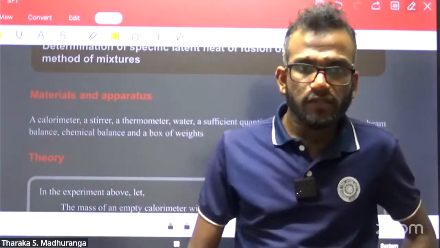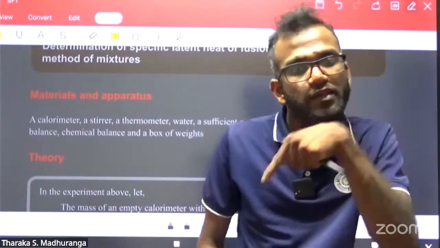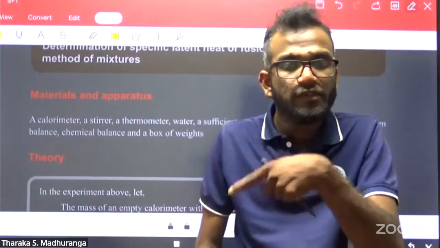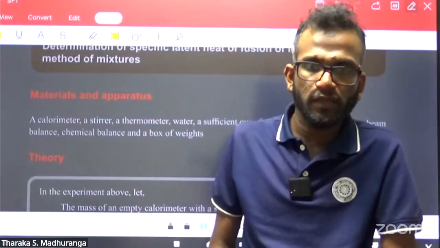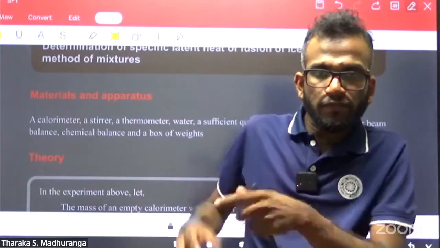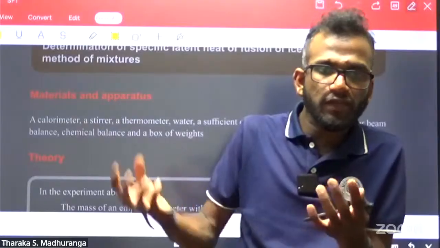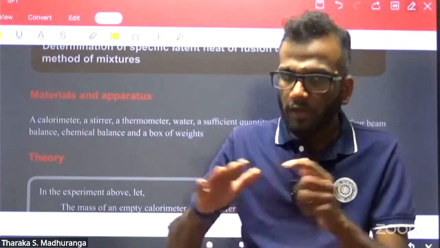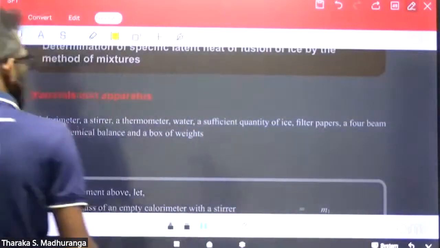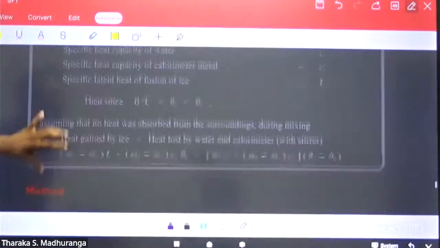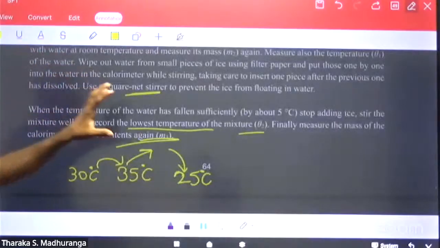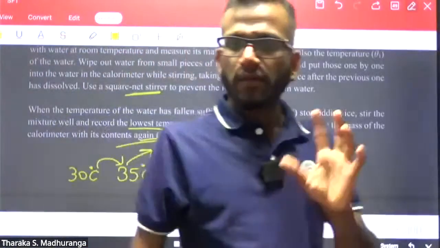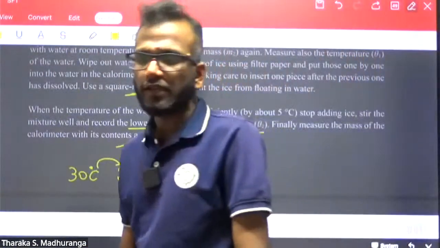using heat from the water and calorimeter. But if it is already melted, when we add it, it is at environment temperature. Therefore, it causes errors in our experiment. That's why we need to wipe off well before adding this ice cube into the calorimeter.